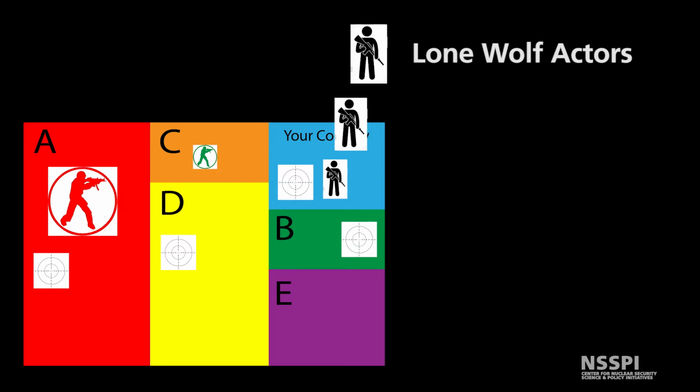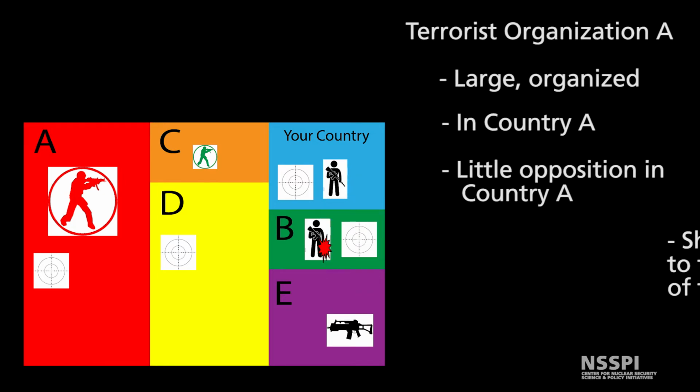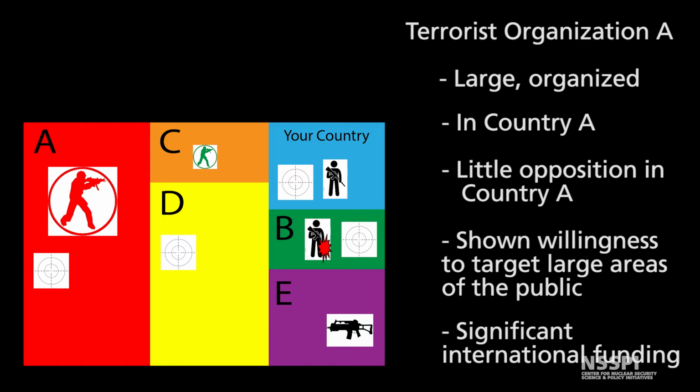Lone wolf actors also operate in country B. Country B has experienced more attacks than your country. And they're also experiencing an upsurge in radicalized pockets of their population. This terrorist organization is known to have connections to heavy arms dealers in country E. It's shown willingness to use tactics on large areas of the public and does not target specific populations. It's also acquiring funds through front companies and charities located worldwide. Large amounts of funds are coming through, used to buy arms from country E and provide salaries and benefits for those operating within its network.